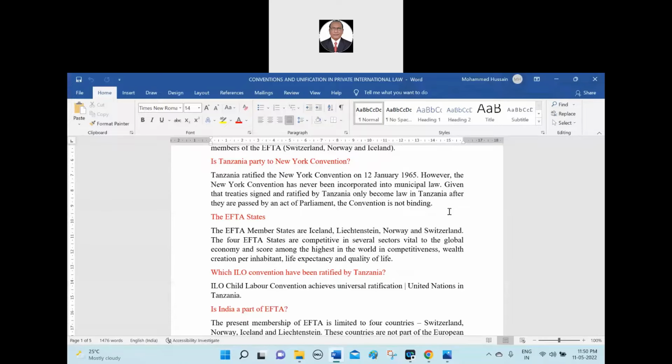So when you ratify it, you have to domesticate it in your laws. When you domesticate it in the law, then only it is binding. Unless it is domesticated, it is not binding. So who will take action against Tanzania? Though they say they ratified it, it was not passed by the parliament, and the consent of the president is also not there, so it is not binding.